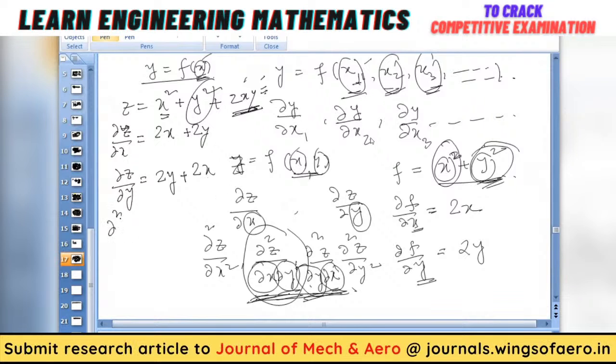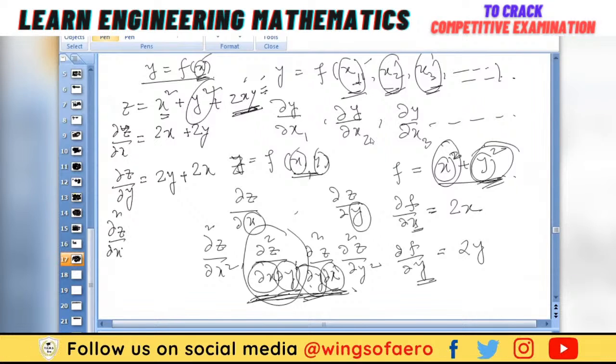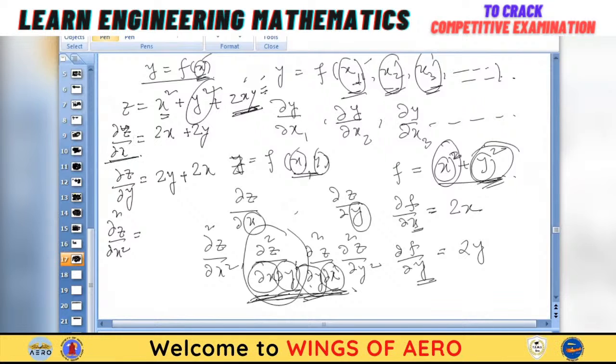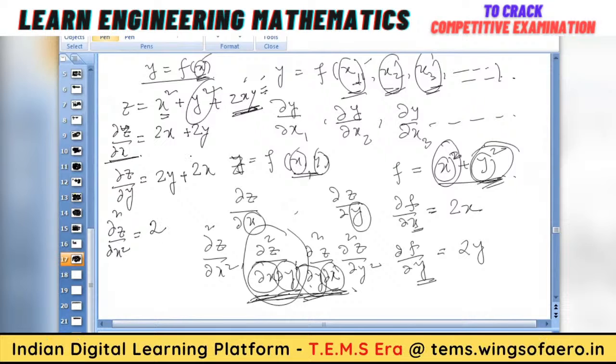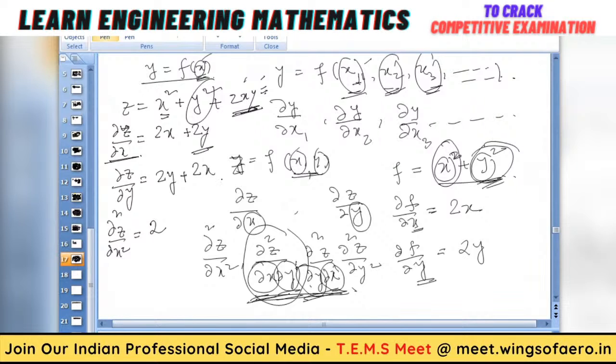Now del 2z del x2. Del 2z del x2 means take the second derivative with respect to x here. So it is only 2, because y is constant. It is also 2.